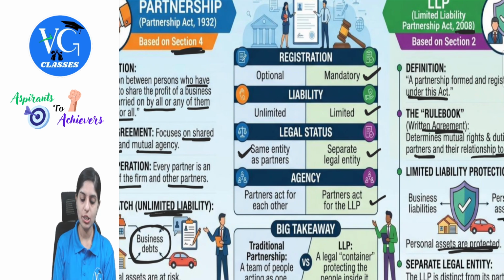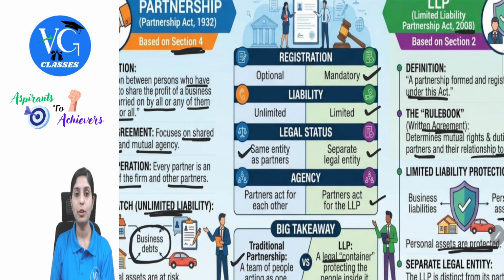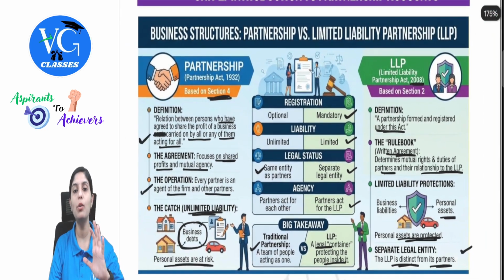In a traditional partnership, it is a team of people acting as one, because they completely represent the whole partnership firm. Whereas an LLP is a legal container protecting the people inside it. How does it protect? The points which we saw, limited liability and the separate identity structure, give a separate advantage. This definitely gives that extra vantage point when deciding to operate as opposed to a normal partnership. So this entire discussion gives you an overview of partnership and limited liability partnership.